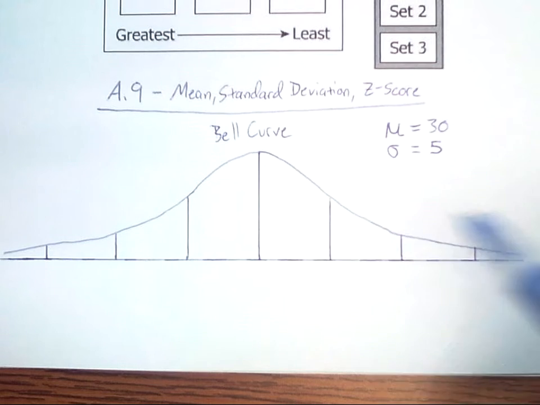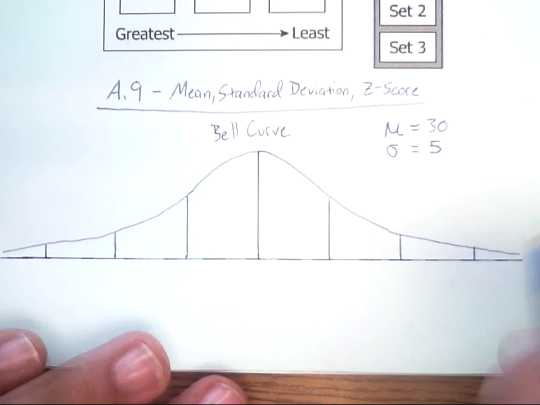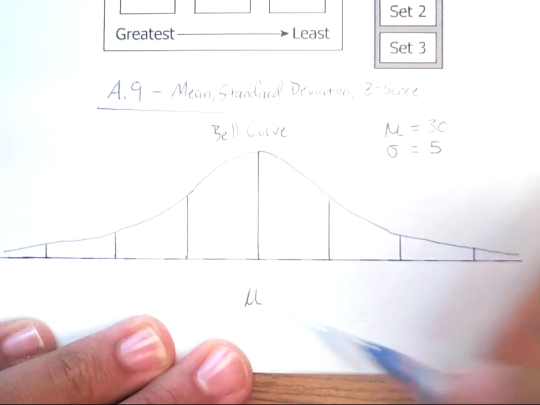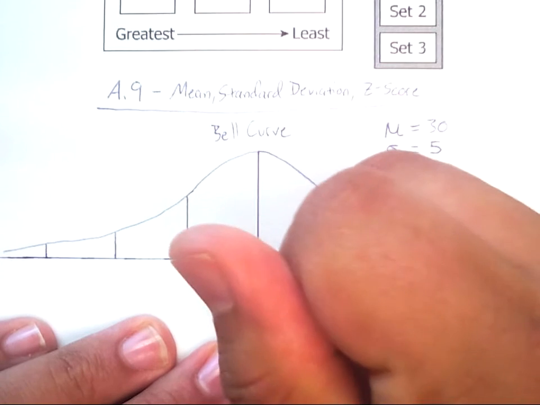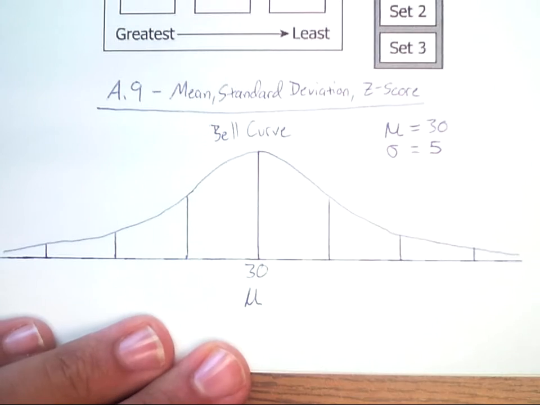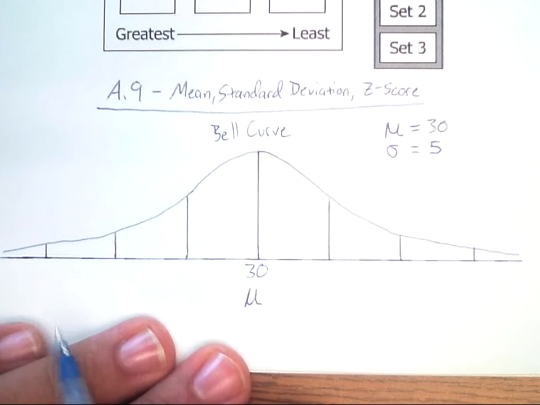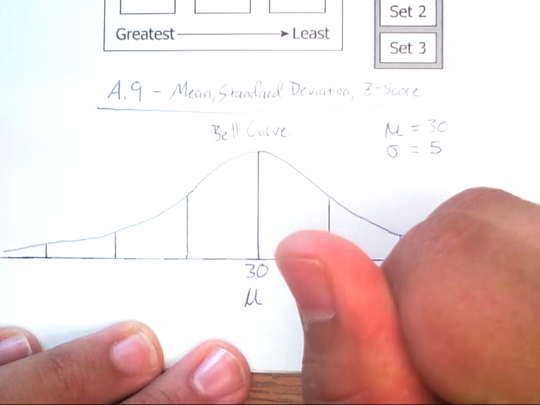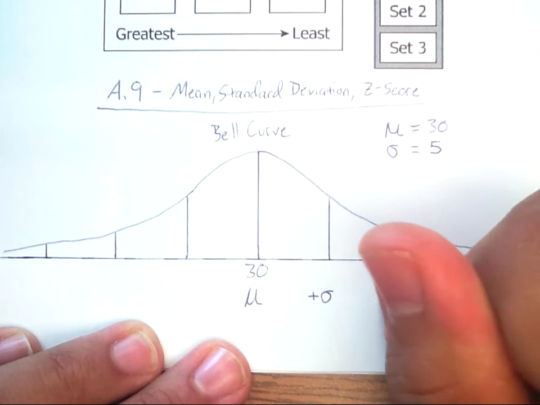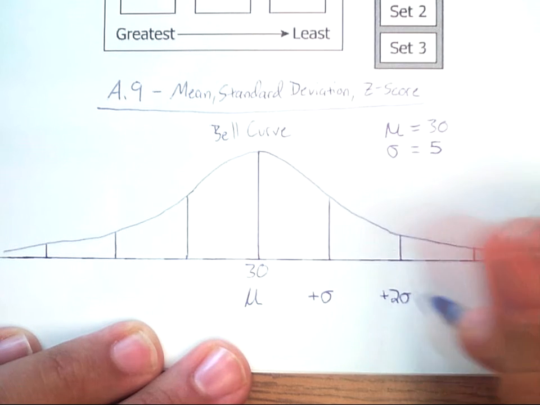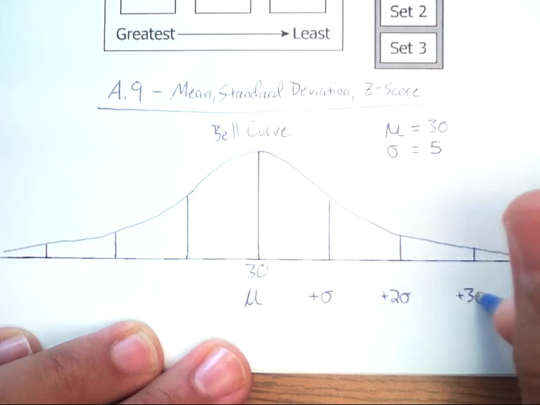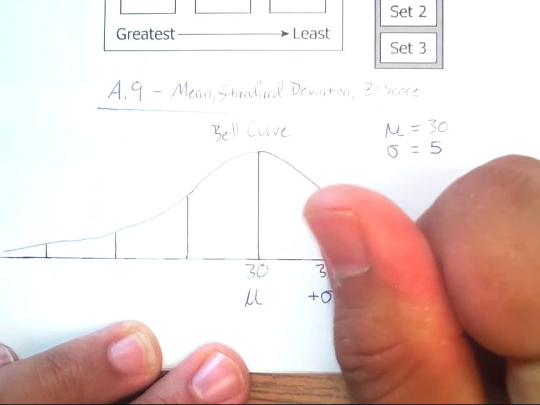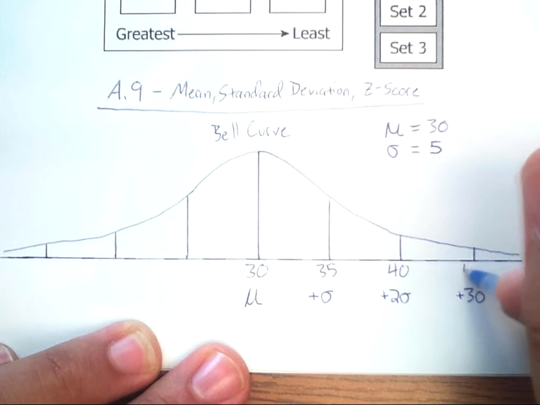The very center of the bell curve, the longest bar if you will, the very middle, is what the mean is. So I'm going to go ahead and label that the funny U, and in this problem the mean happens to be 30. Now in each direction of the bell curve we're either adding or subtracting the standard deviation. So in this direction we would add 1 standard deviation, and in this direction we would add 2 standard deviations. In this direction we would add 3 standard deviations. So this would be 30 plus 5 is 35, this would be 40, and this would be 45.